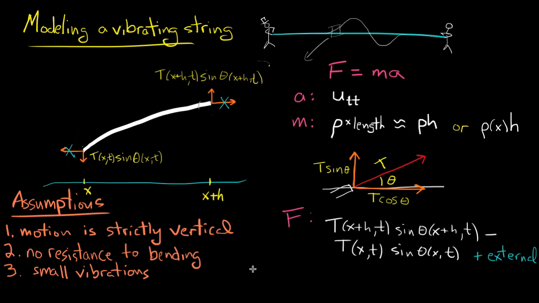So let's just combine what we've got above with what we've got below by saying that the force is equal to ma, which is simply rho of x times h times u_tt. Okay, so this will be the starting point for the rest of the argument.